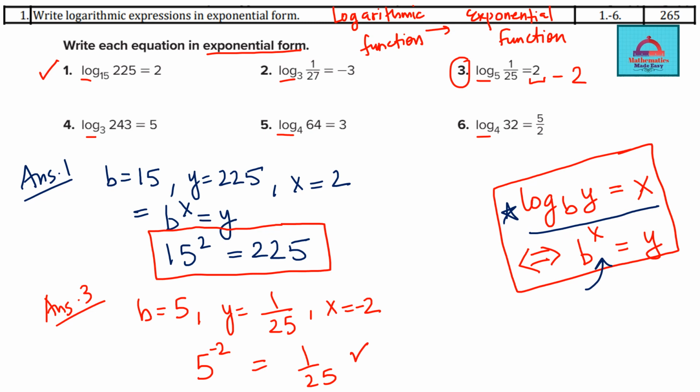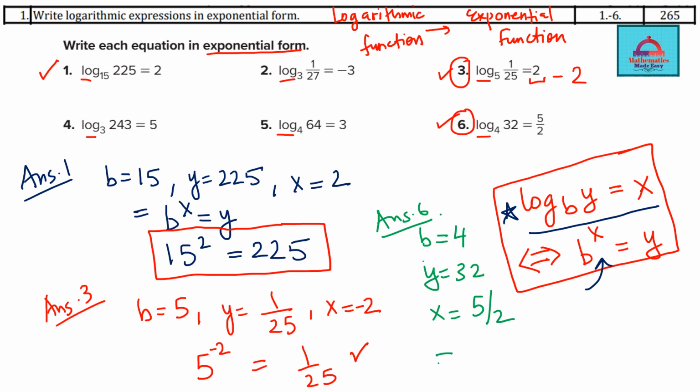Okay, let's take one last example from the screen, which is question 6. So 3 is done. Now we proceed to 6. I'm going to give you a hint for this also. So now let's do it together. Same thing, the base is 4. The value of y here is 32 and your value of x is given in the form of a fraction. This one.